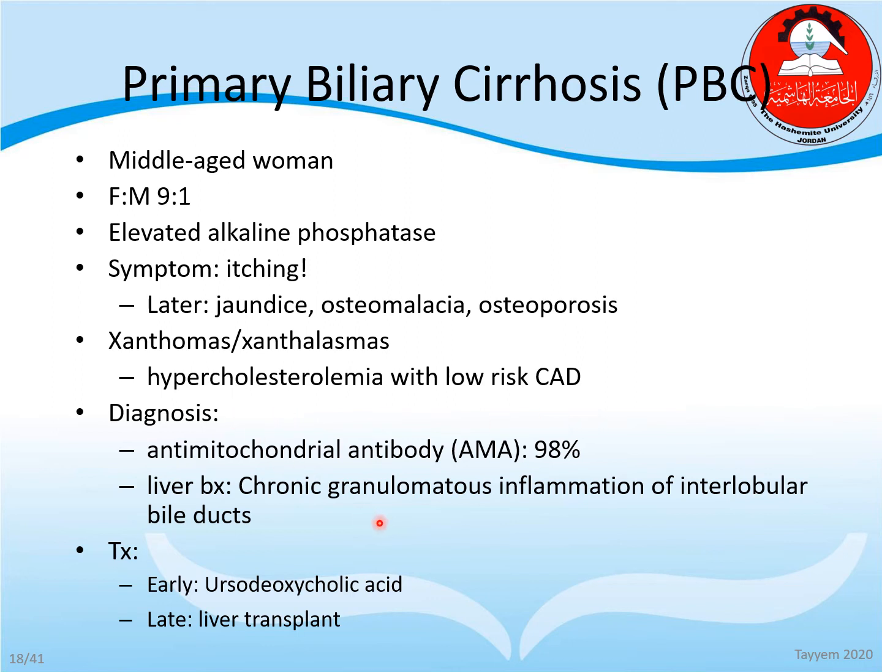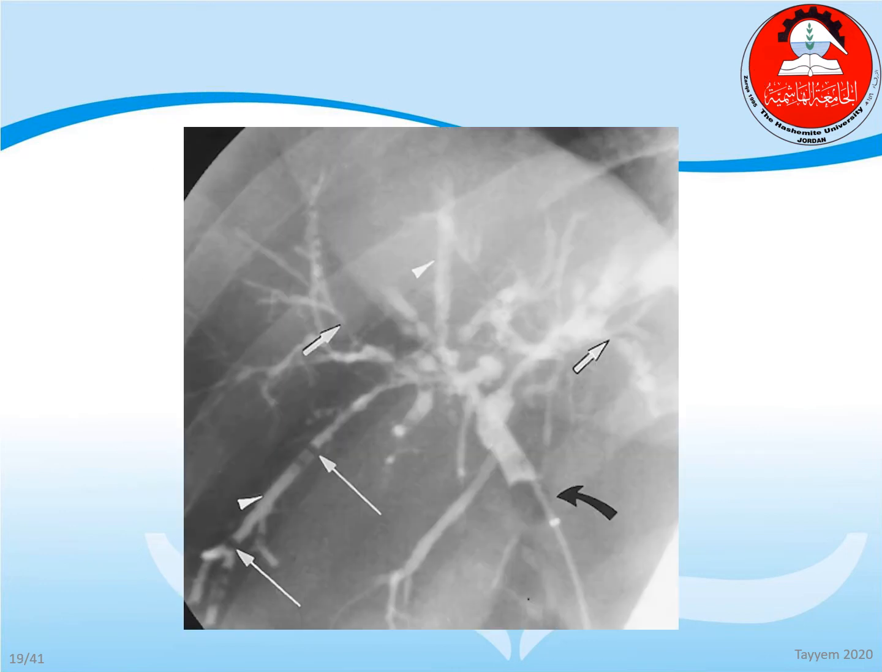Diagnosis is usually done by antimitochondrial antibodies, AMA, with 98% accuracy. Liver biopsy will show chronic granulomatous inflammation of the interlobular bile duct. Treatment: early ursodeoxycholic acid. In advanced conditions, they need liver transplant.